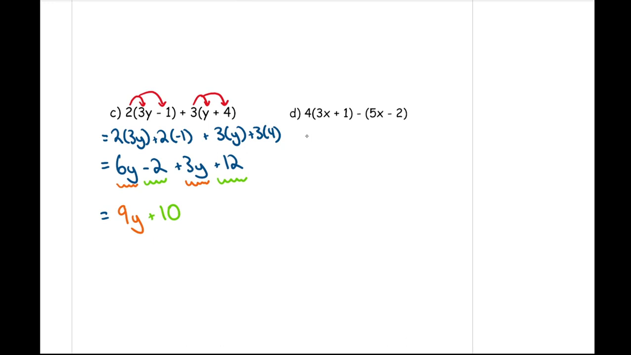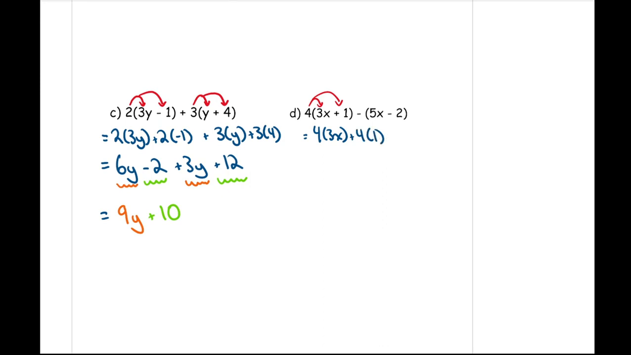For D, again, same idea. 4 times the 3x times the plus 1. So 4 times 3x and 4 times positive 1. Let me write those down now.